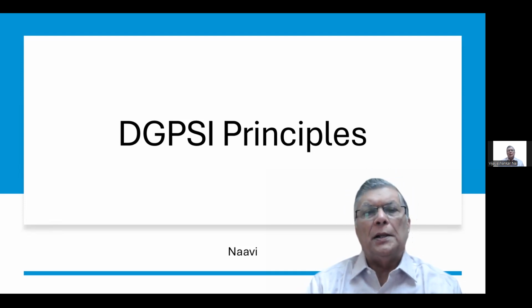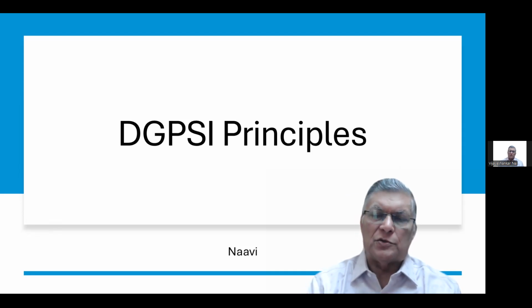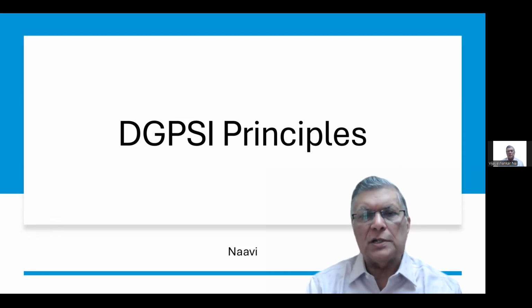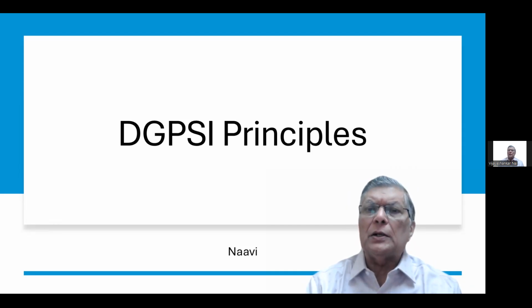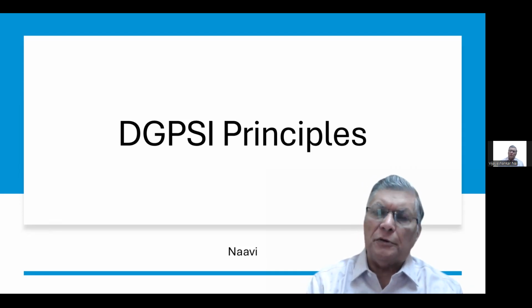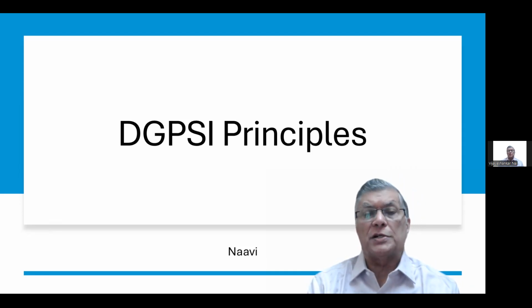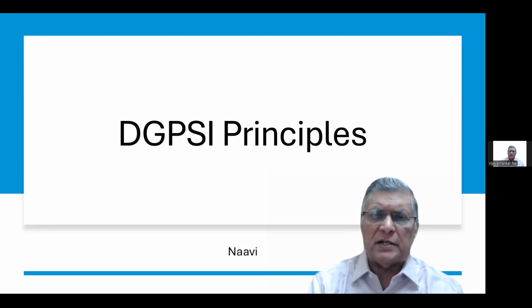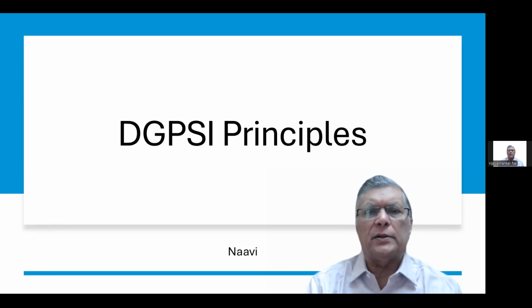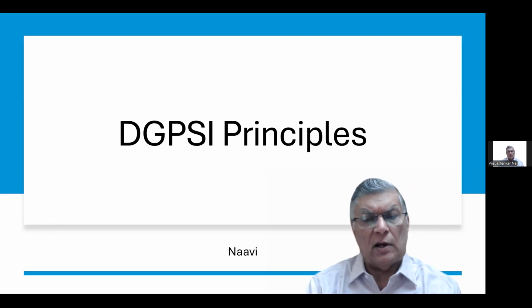So DGPSI full is a compliance document which covers both the DPDPA and ITA 2000 and also the draft BIS standards. Now, to make things easy for smaller companies, we also introduced a later version of DGPSI. We call it DGPSI Lite. And in this DGPSI Lite, we covered 36 implementation specifications as compared to 50 implementation specifications in the full version. And these 36 implementation specifications were directly related to the requirements of DPDPA 2023 as a law.